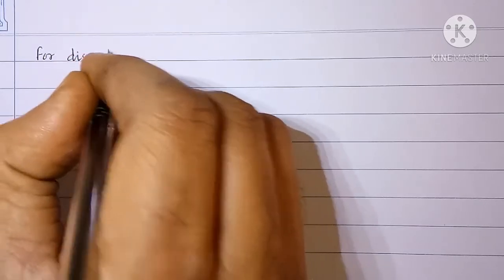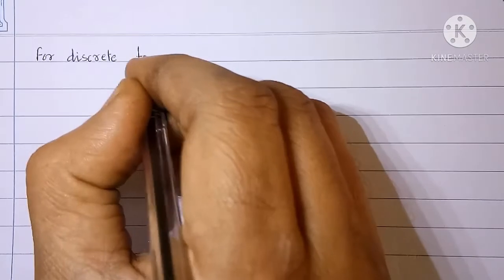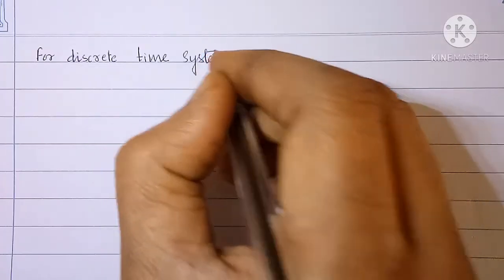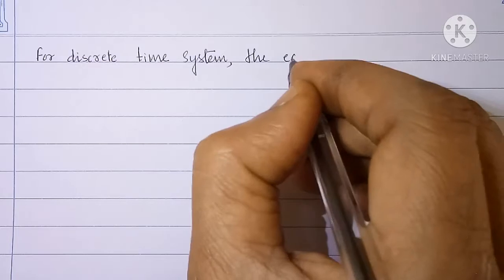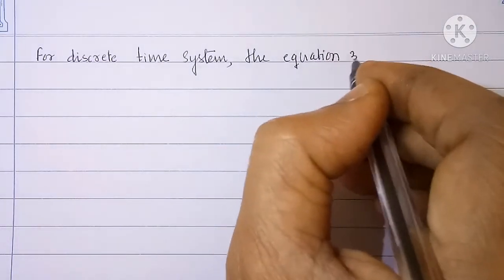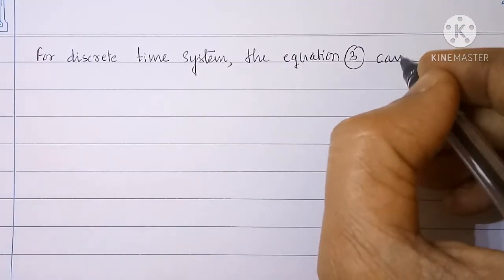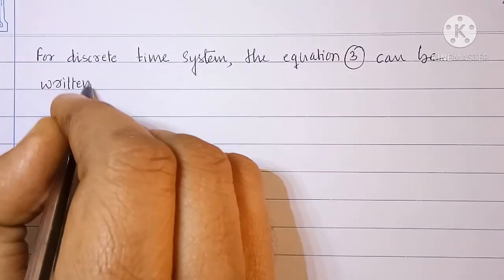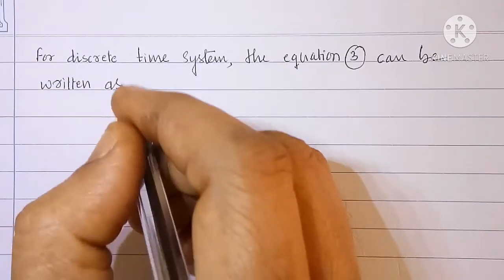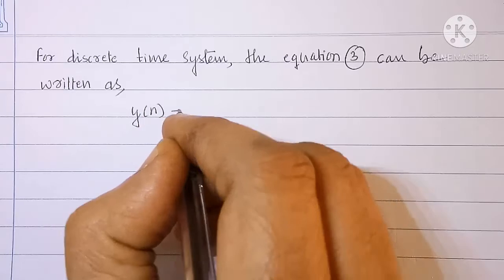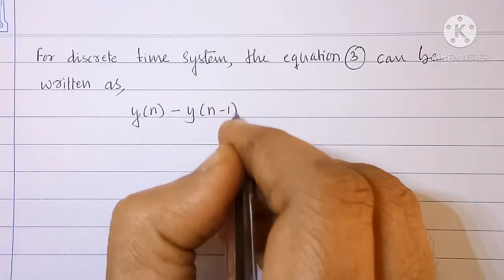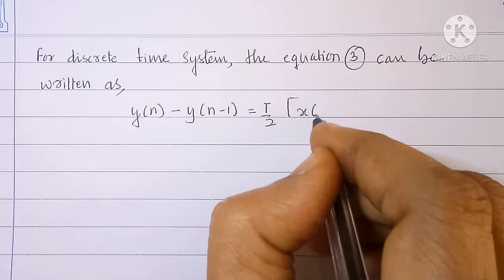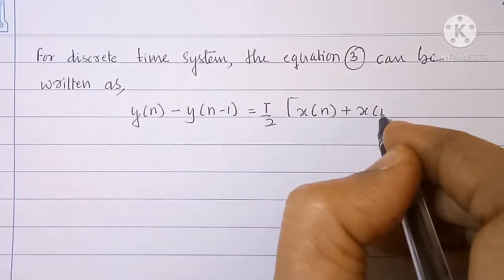For discrete time systems, equation 3 can be written as y of n minus y of (n minus 1) equals T by 2 into the bracket x of n plus x of (n minus 1).